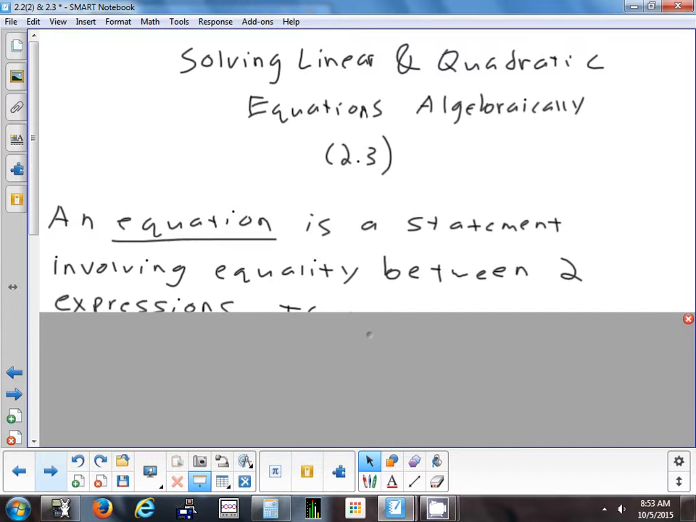All right, so first of all, what makes something an equation? Well, an equation has to have an equal sign in it. Basically, it's an equality between two expressions. So you got something on the left, something on the right, and an equal sign between them.